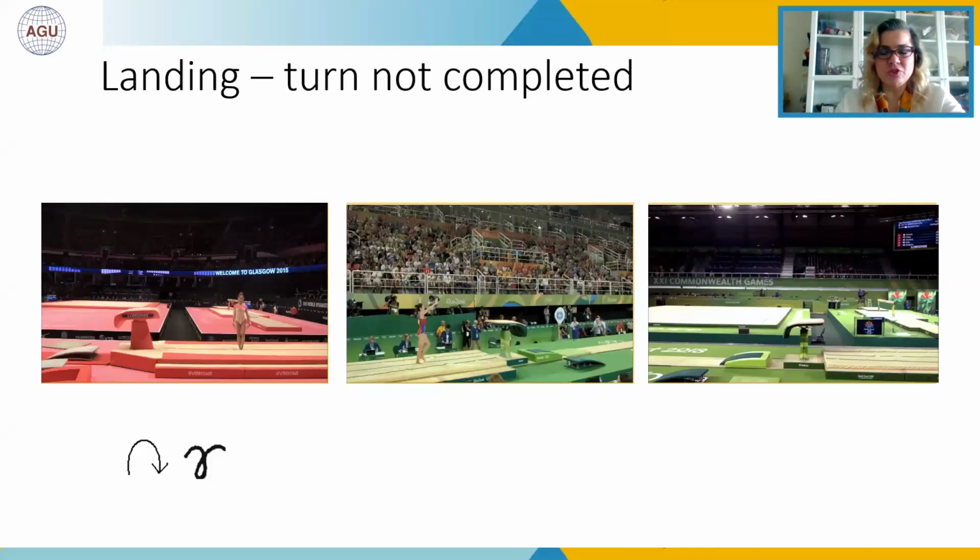Here the gymnast tried to do a Yurchenko with 3 twists, but unfortunately, as you saw in the first contact, the twist was also not completed, so we consider it only Yurchenko 2.5 twist. And last example.